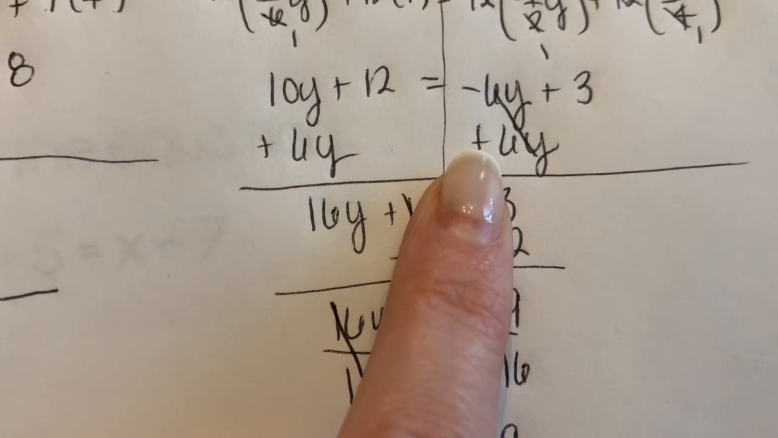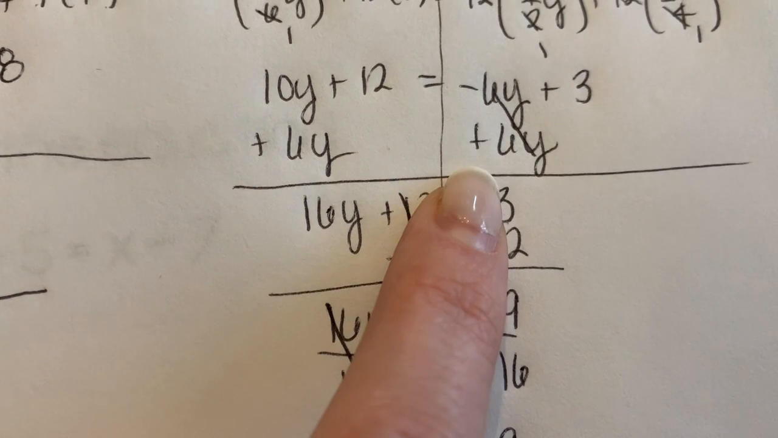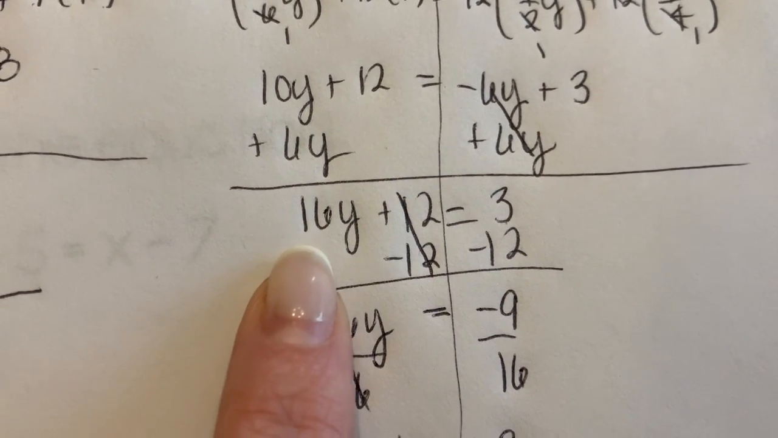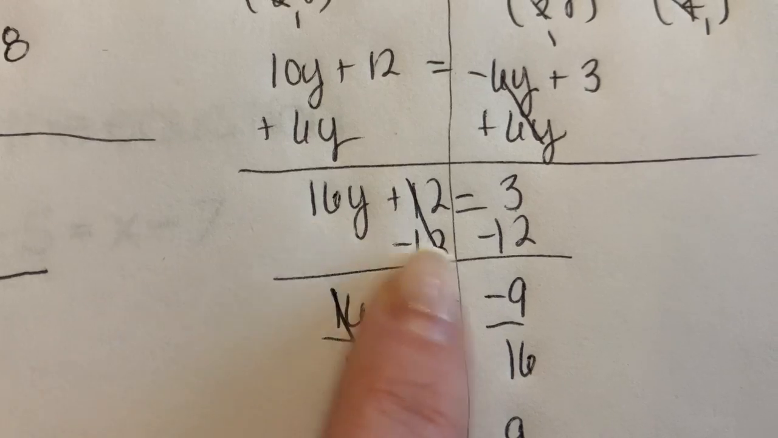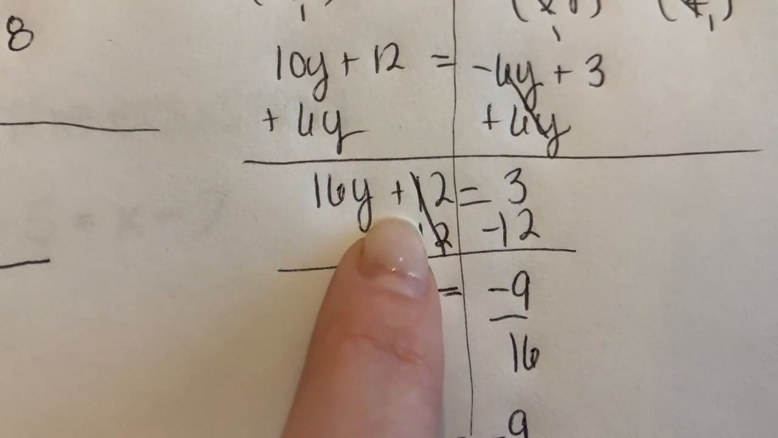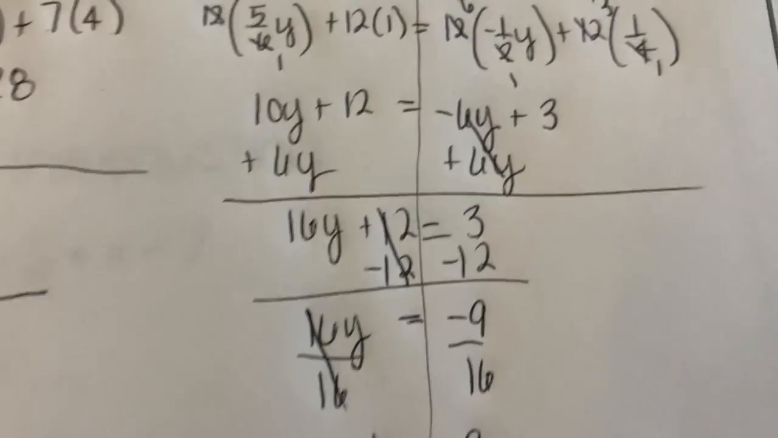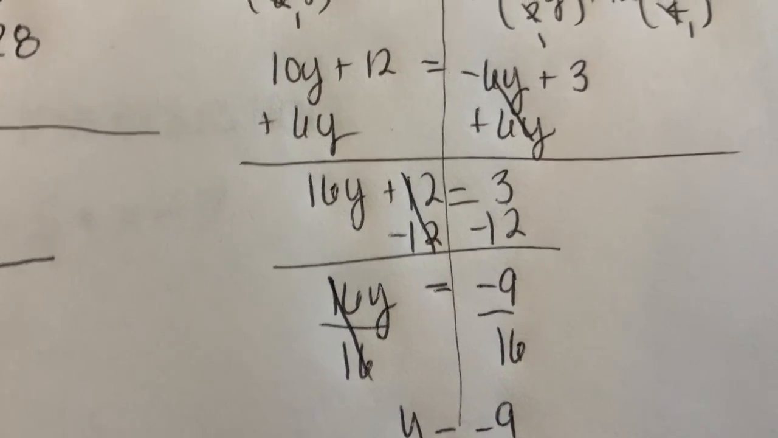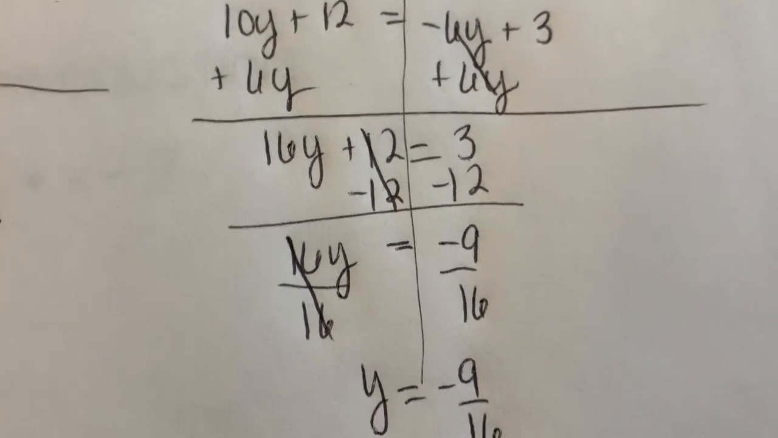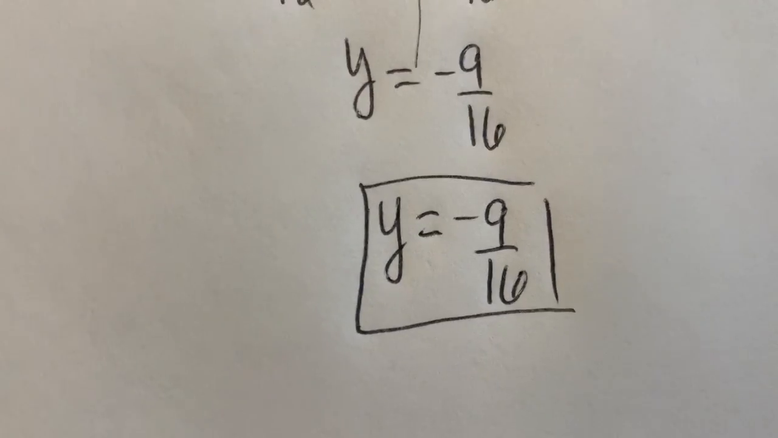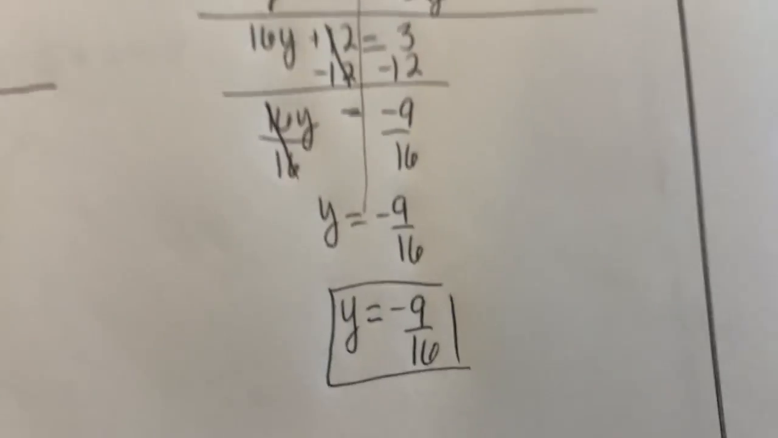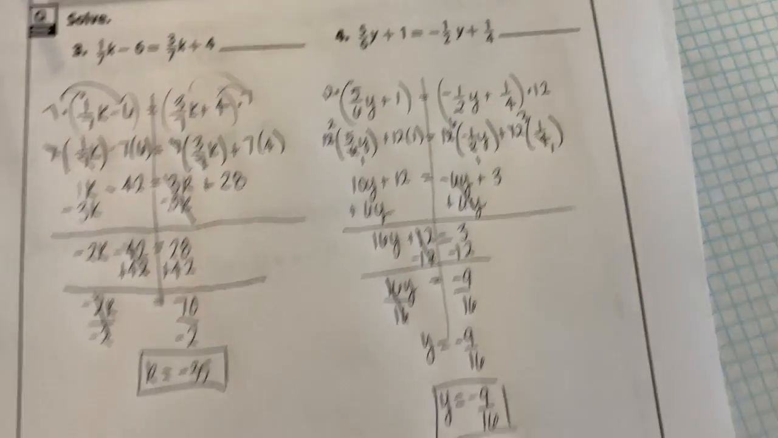I moved my -6y to the left by doing the opposite, which was adding 6y. So it was 16y plus 12. I did the opposite of adding 12, which was subtracting 12 from both sides. And I ended up with 16y is equal to -9 and just divided by 16. And that is fully simplified. And you can check that in your calculator using the math frac button if you have a graphing calculator.